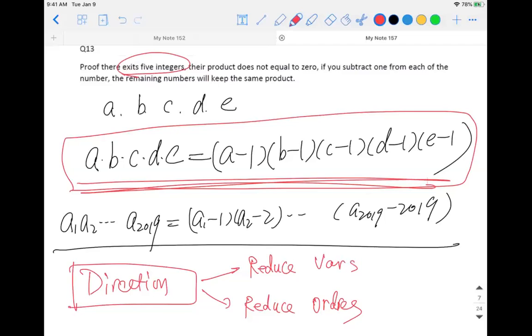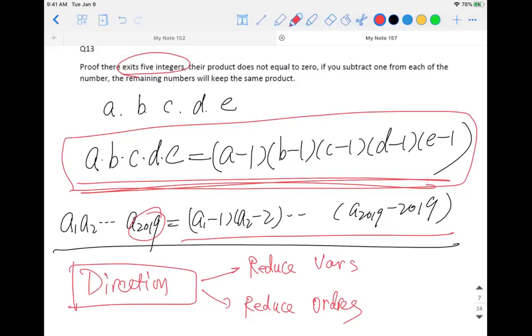Reduce your variables. That's 2019 different variables, right? Reduce orders. They're like 2019 orders. You want to reduce them. Of course, when you reduce them, you're going to have to sacrifice a little bit, right? You can't just reduce them randomly. You need to do a little bit of compromise.